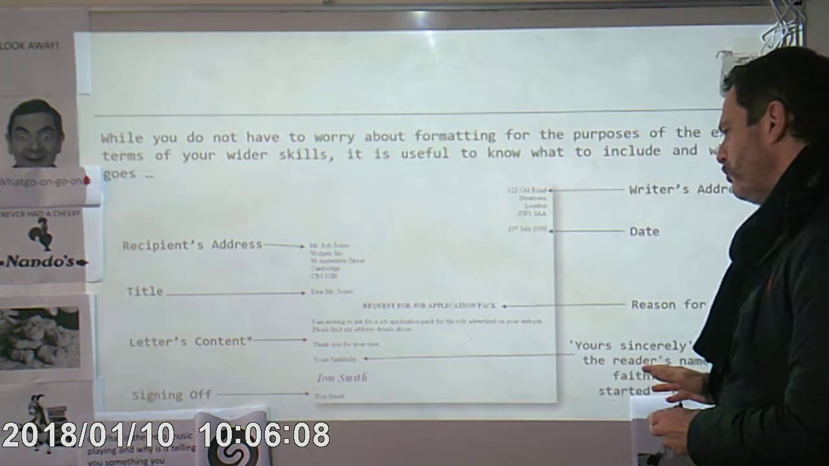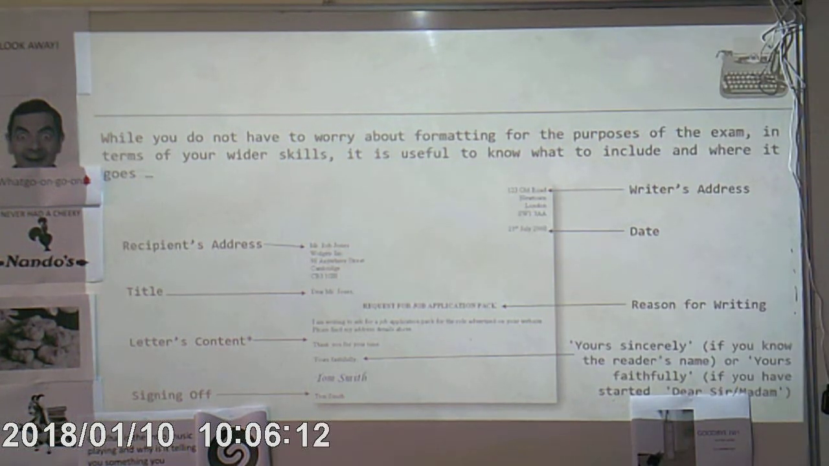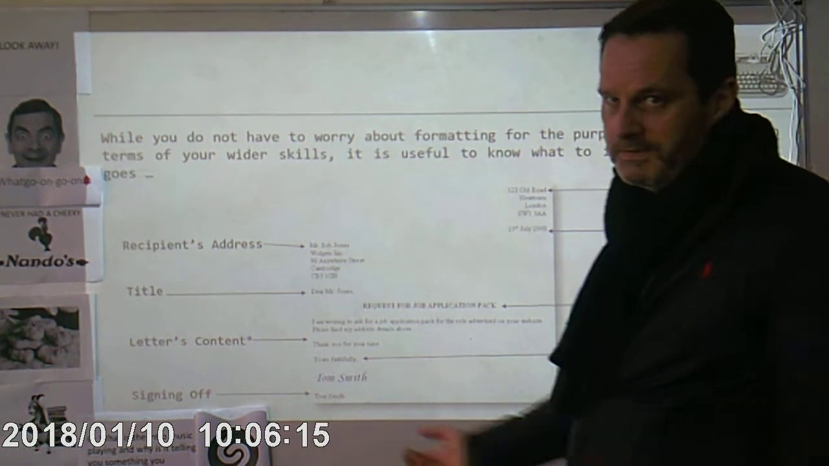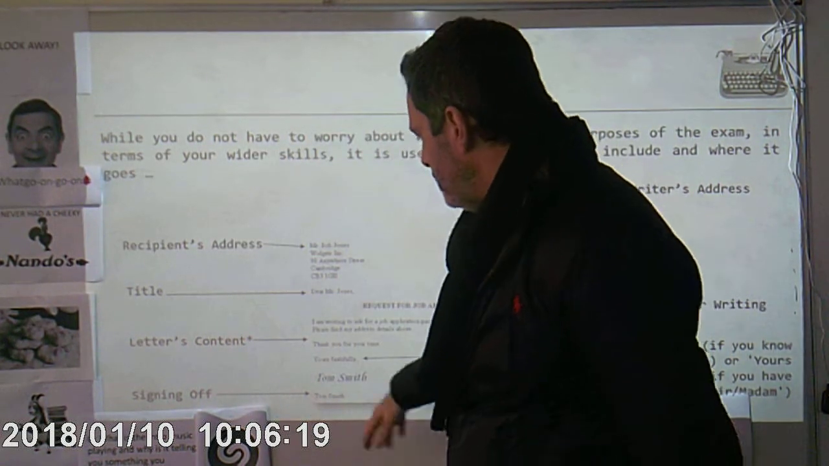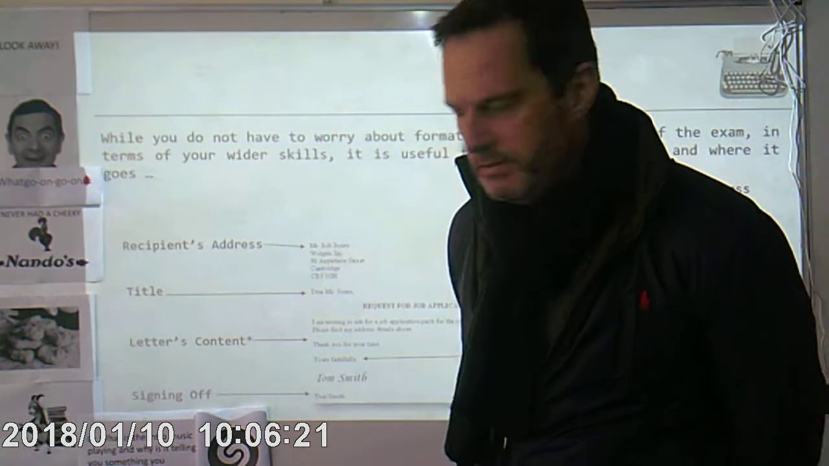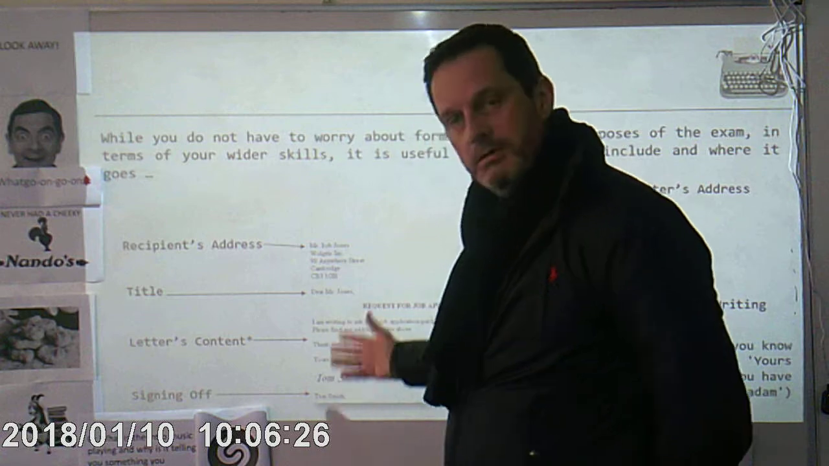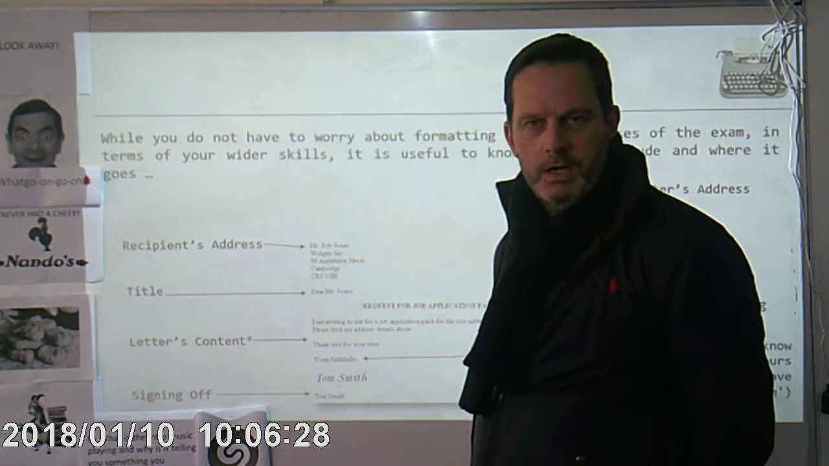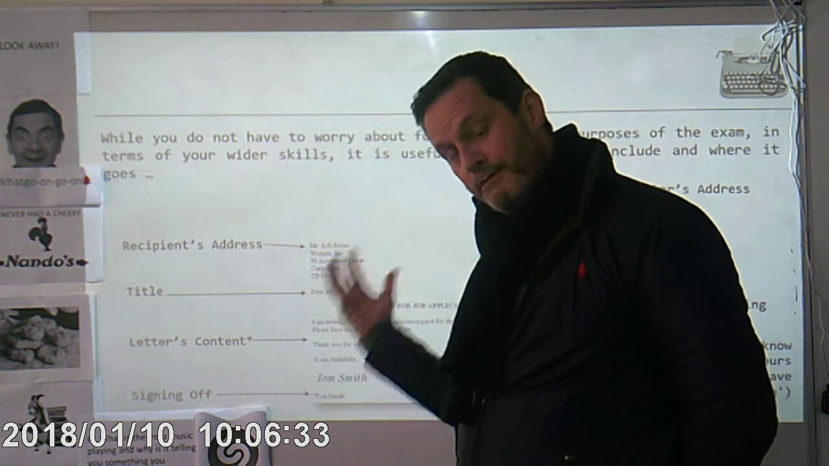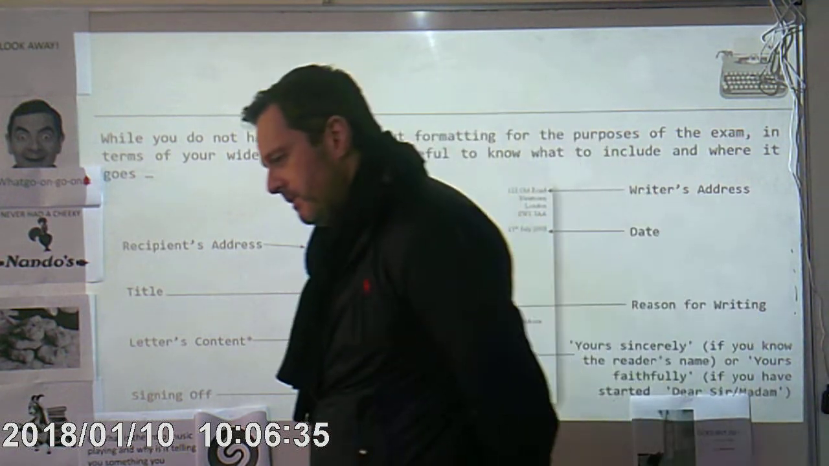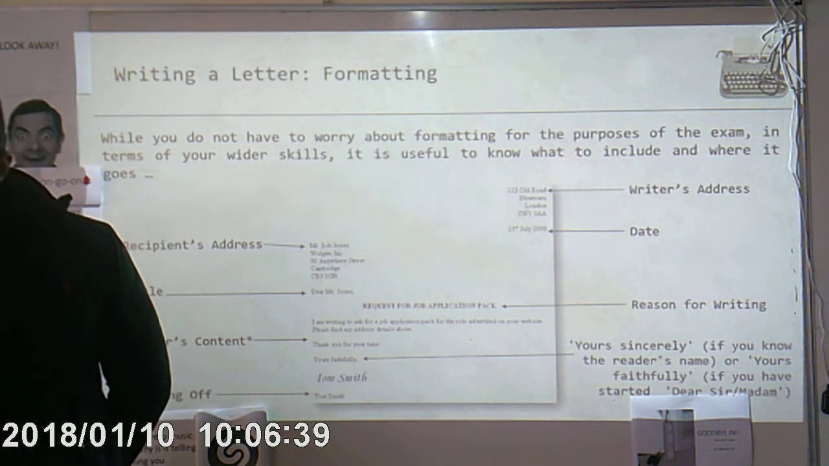Then you need to make sure that you've got yours sincerely or yours faithfully. Rule of thumb, yours sincerely if you know the reader's name, yours faithfully if you've started it with something like the title, Sir, Madam, and so on. And then you're signing off. You can scrawl a signature if you choose to, and then your name printed. Okay? Again, these are not things that they are going to say, right, we're going to give loads of marks for doing that properly. It needs to be the content, but the formatting of it is something which is a benefit as well, simply so you know it. Okay?